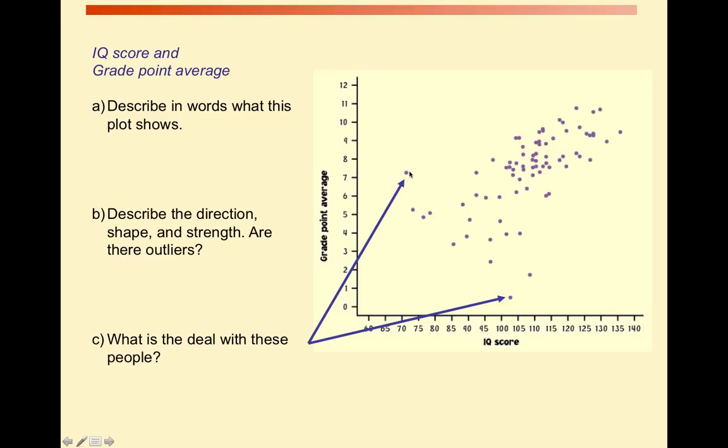Was the data collected in error? Or maybe this is just a person who tested very smart, but doesn't necessarily do well in school, maybe is having some troubles.